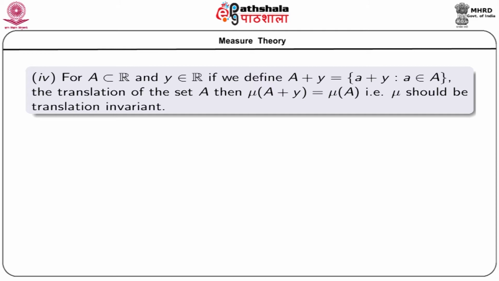Again, observe that this is also quite natural, because if I have an interval, say the open interval (a, b), where a is less than b, then its length is b minus a. If I translate it by a number y greater than 0, then I have the interval (a plus y, b plus y). So, we are just shifting the interval to the right, but the length of the interval does not change.